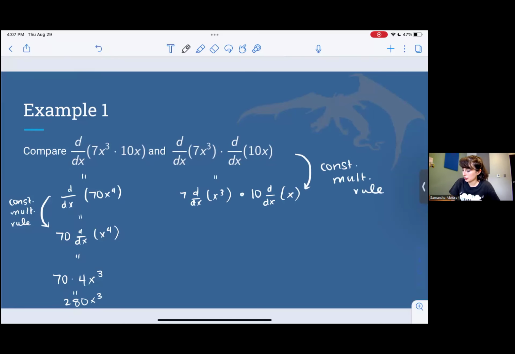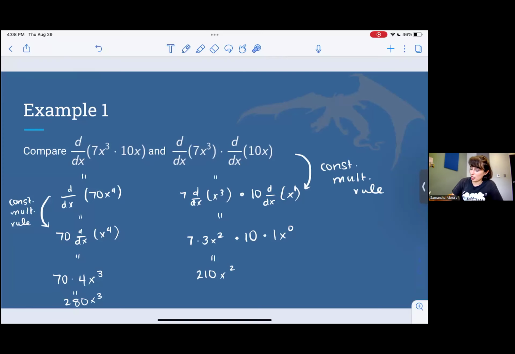Okay, so then I need to know what the derivative of x cubed is. Well, that is 3x squared using the power rule. And I'm multiplying by 10 times the derivative of x. Remember, x is the same as x to the first, so I can also do the power rule there. So I'm multiplying by 10 times bring down my 1, and I'm left with x to the 0. And if we simplify all that out, I take my 7 times my 3 times my 10 times my 1, then I get 210x squared on this side.